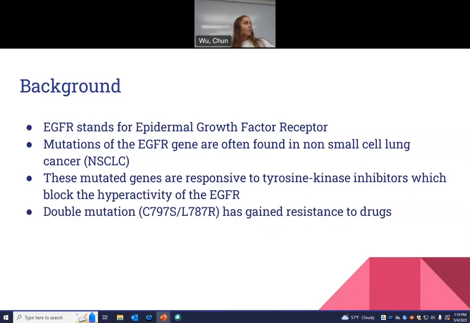So for some background, EGFR stands for epidermal growth factor receptor. Mutations of the EGFR gene are often found in non-small cell lung cancer, which is specifically what I was looking at. These mutated genes are responsive to tyrosine kinase inhibitors, which block the hyperactivity of the EGFR. And I am looking at the double mutation C797S L787R, because it has gained resistance to drugs. The one we did in wet lab actually had the C797S mutation, so that's a common one that's found in the EGFR gene.